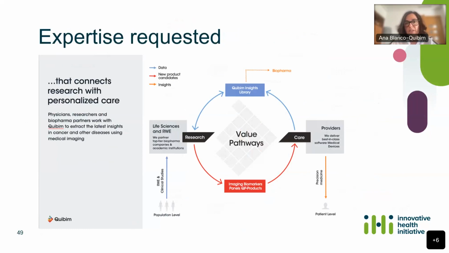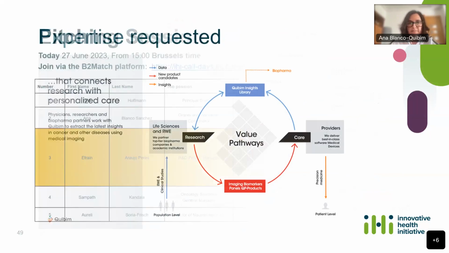Also, we go to the Quibim Insights library. We also go to the imaging biomarkers panel with Quibim products. We have 35 products, and we deliver best-in-class software medical devices to go to precision medicine at the patient level. And I think this is my last slide.